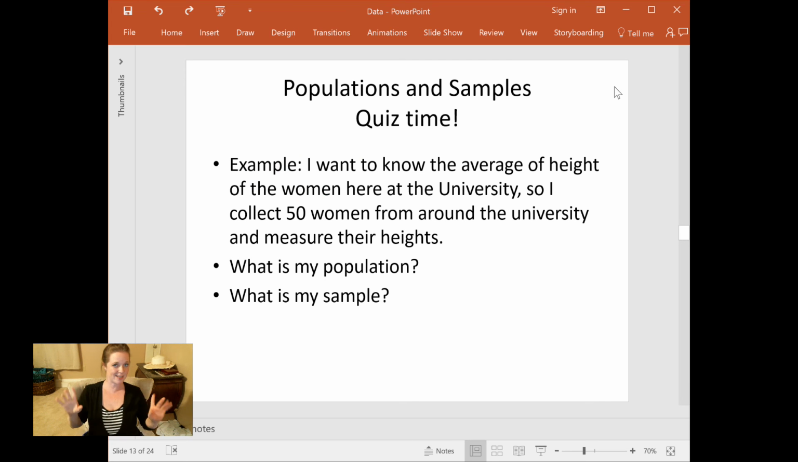So, quiz time. Well, not a real quiz, but just a way to test yourself. Here's a research question. I want to know the average height of women at the university at CSUN, so I collect 50 women from around CSUN and measure their heights. What's the population? All the women at CSUN, right? All of them. All those women at CSUN. Who's your sample? The actual 50 women you coerced to come and talk to you, and where you whipped out your tape measure and measured their heights.